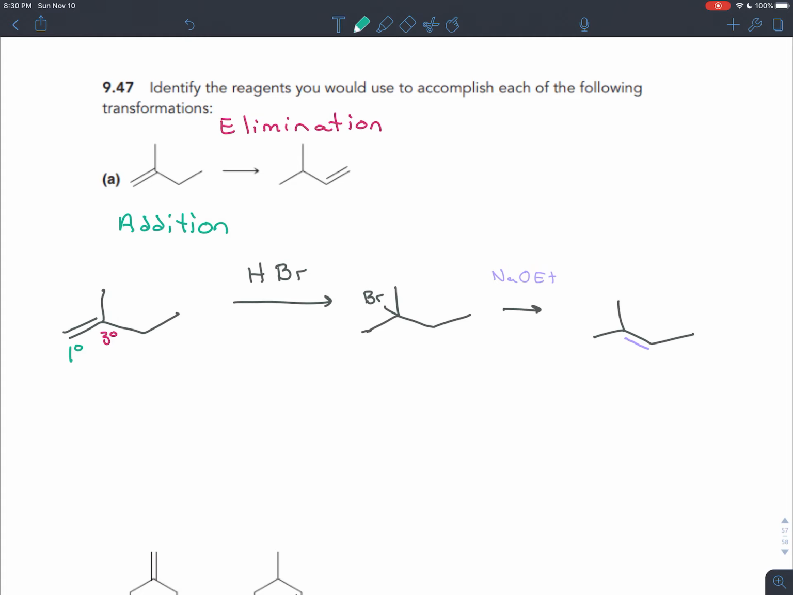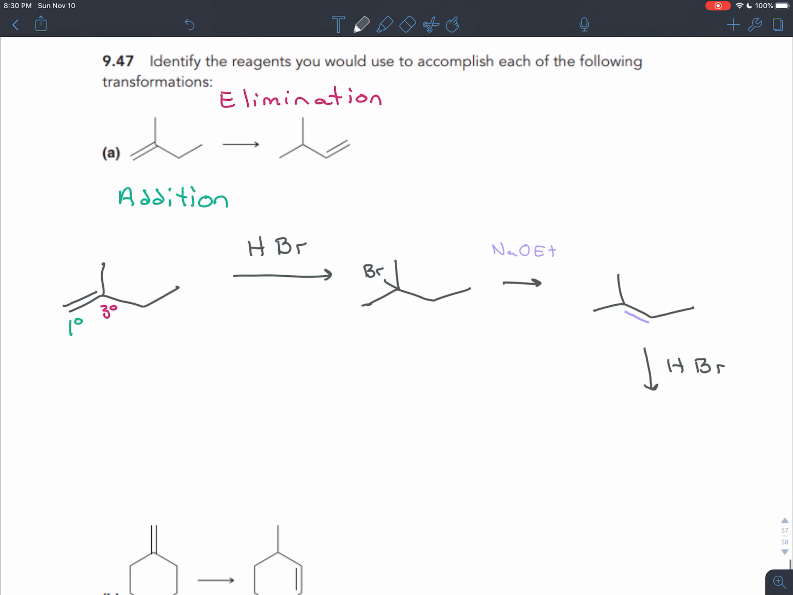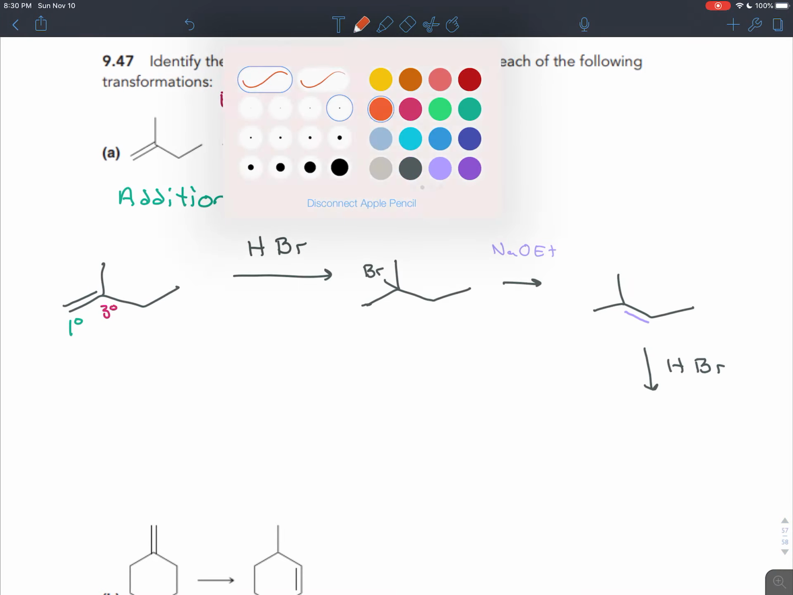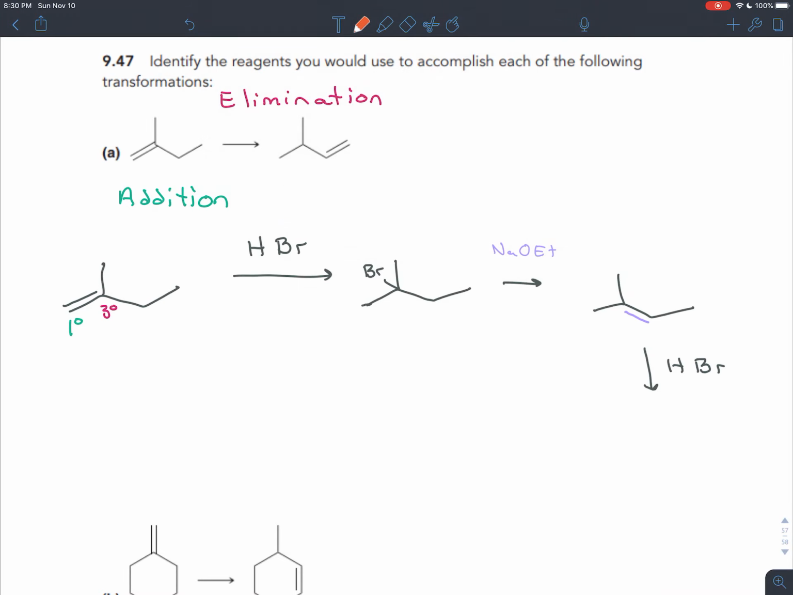What do you want to add? You want to add something that's a good leaving group because it's not going to stay on the molecule. And a good leaving group are one of the halogens. So we could do hydrohalogenation again. Now watch out. Where do we want the bromine to add? We want the bromine to go as furthest to the right as possible. We're walking the reactive part of the molecule to the right where we have our pi bond. So we want the bromine to add here.